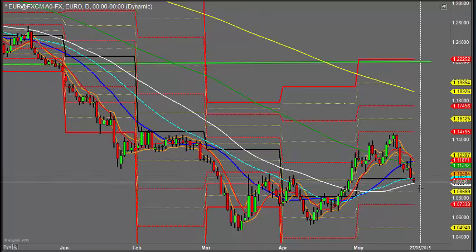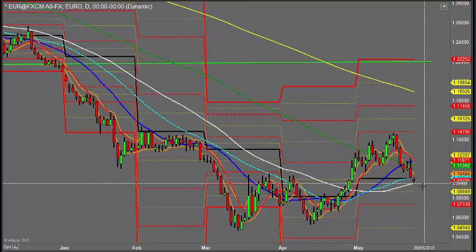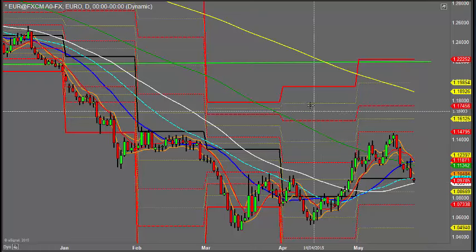The risk from a fundamental point of view is the news, particularly the Greek news. We've got a G7 meeting later in the week, but more so, some sort of agreement needs to be seen in the Greece bailout situation.